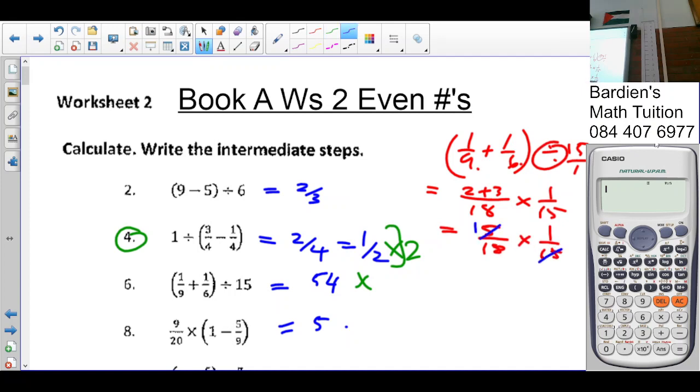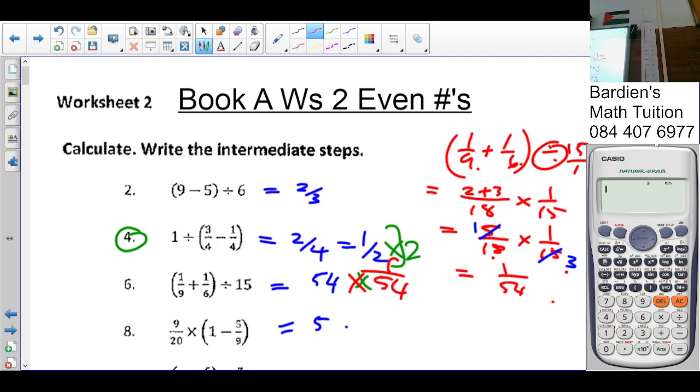5 going into 5 is 1. 5 going into 15, 3 times. 1 times 1 is 1. 18 times 3 is 54. Wrong. 1 over 54 is correct. If you write 54 in the exam, of course it's going to be incorrect. Okay. Number 8. Who disagrees with 8?